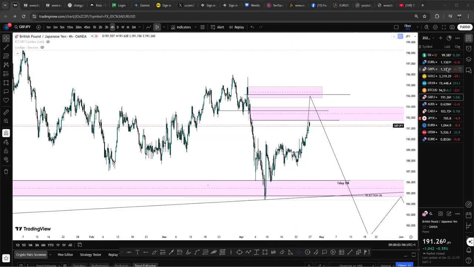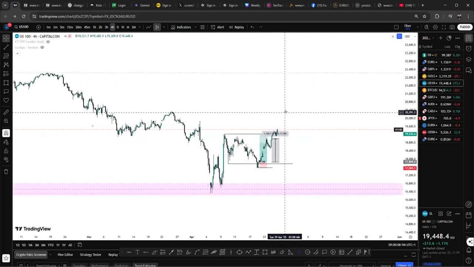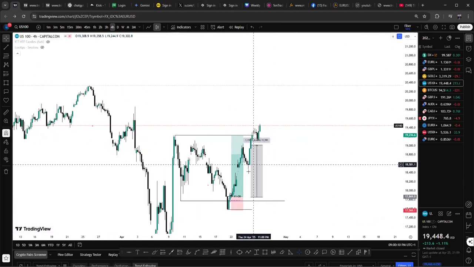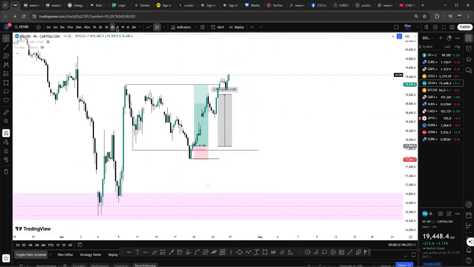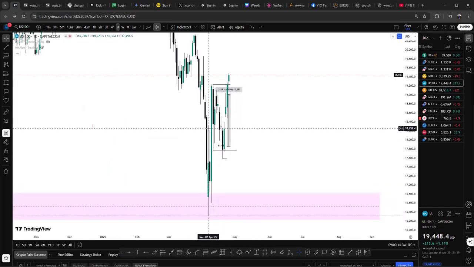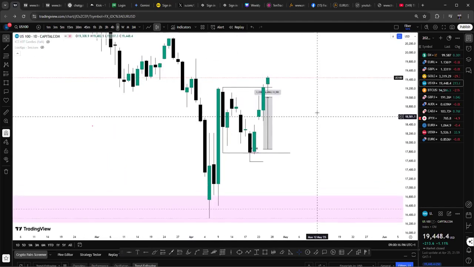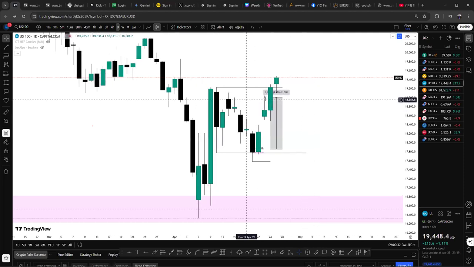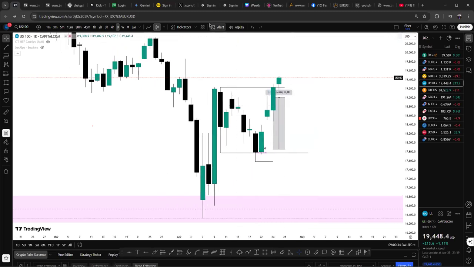Okay, let's go to US 100. Oh my God, US 100 gave this beautiful setup. Man, this was so crazy, guys. If you look at this closely, you're going to notice something here. Now let me ask this question: have you guys seen anything similar on this chart in any pair that we have discussed already?